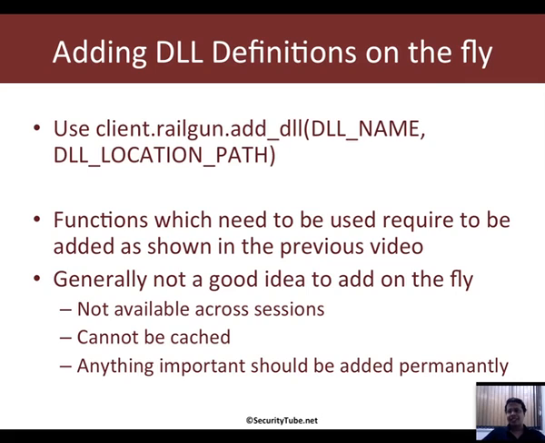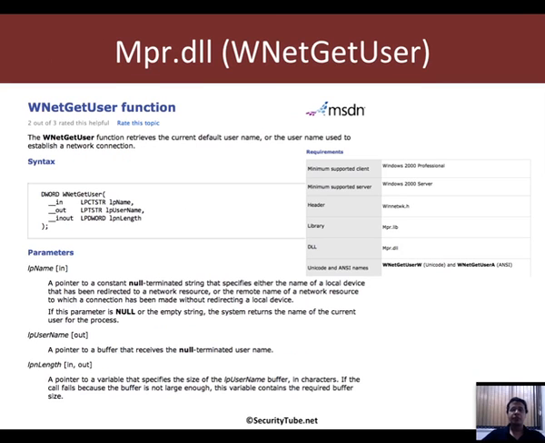However, in this video, I'll show you how to do both tasks, which is add a runtime DLL definition, as well as how do you create a new definition file and add it permanently to the framework. So here is what I'm going to do. I've picked up a DLL called Mpr.dll. And if you remember the list of DLLs already present in Metasploit Railgun, this wasn't included.